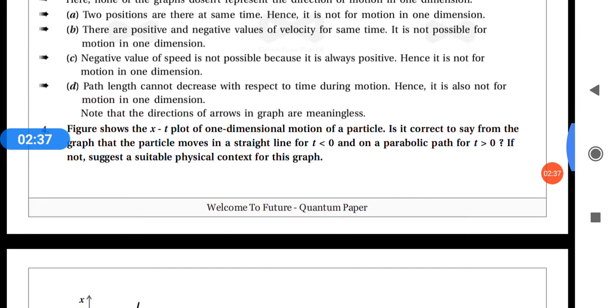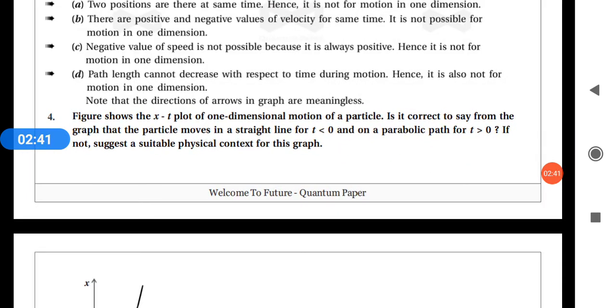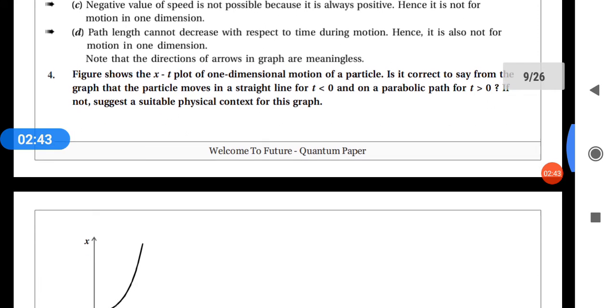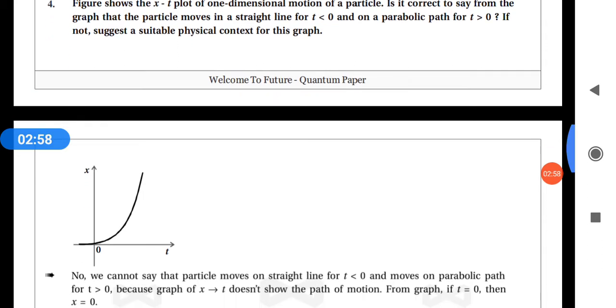Now see here, the figure shows the x versus t plot of the one dimensional motion of a particle. Is it correct to say from the graph that the particle moves in a straight line for t less than 0 and on a parabolic path for t greater than 0? If not, suggest a suitable physical context for this graph.